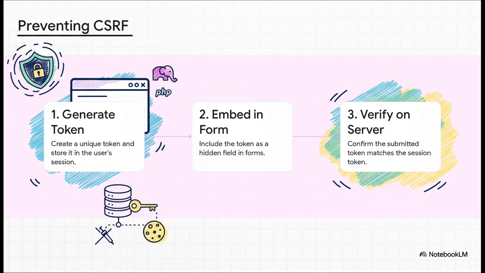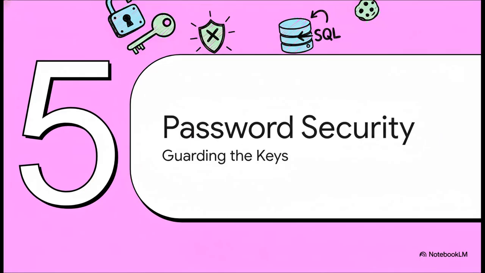And finally, we have cross-site request forgery, or CSRF. This is a tricky attack where a user who is logged into your site is tricked into clicking a link on another malicious site, which then secretly makes a request to your site on their behalf. We stop this with what's basically a secret handshake using anti-CSRF tokens. You generate a secret code, hide it in your form, and then when the form is submitted, you check to make sure the secret code matches. No match, no action.